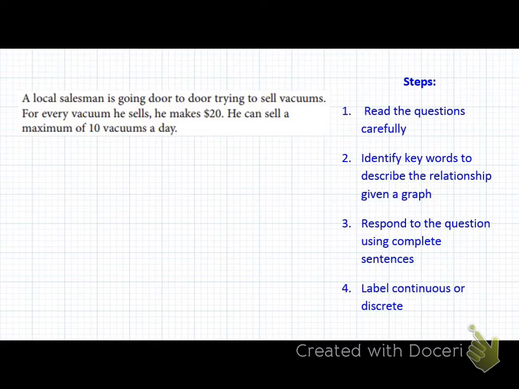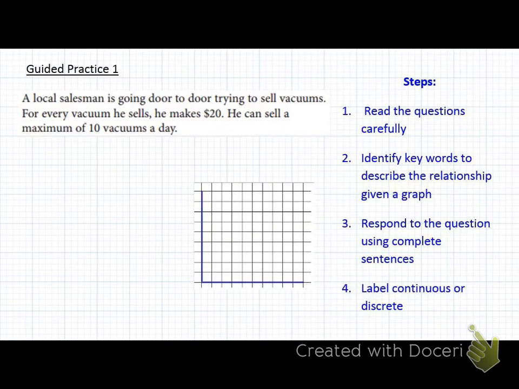Here we go. Now let's talk about the salesman here. So we're going to do this together, okay? So I'm going to read this out loud. Just follow along. Here we go. So we have a local salesman who's going door to door to sell vacuums, okay? For every vacuum he sells, he makes $20. He could sell a maximum of 10 vacuums a day, okay?